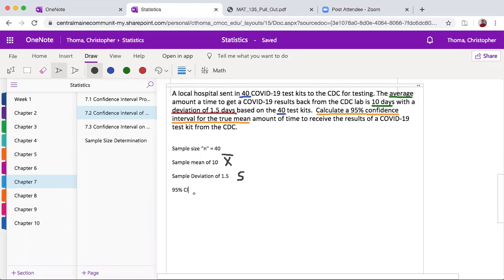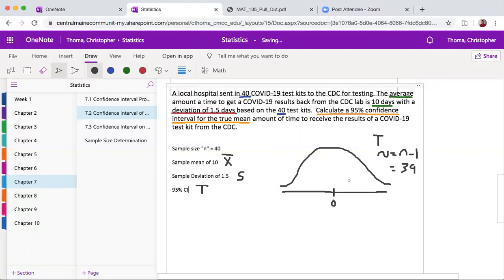And so therefore, I have to build a 95% confidence interval on the T because I know S. So I draw out my little picture. I know it's centered at 0, and this is the T, right? Which means I need to find my degrees of freedom, which is n minus 1. So therefore, my answer is 39. I am doing a 95% confidence interval. So I draw my lower limit, I draw my upper limit, 95%. And I need to find this critical value, which is my negative T alpha over 2.